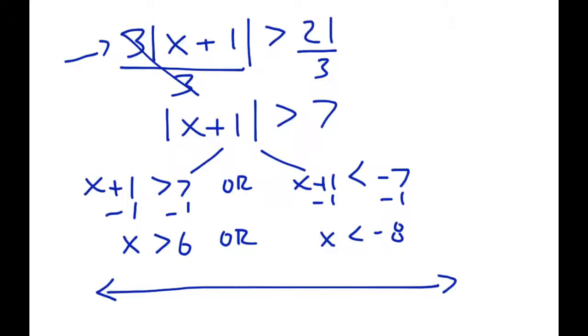If I graph that, there's 6, there's negative 8. No idea, I want to do it in different colors. Greater than 6, open circle, and going to the right. Less than negative 8, open circle, going to the left. That looks a lot better. Alright, let's try another one.